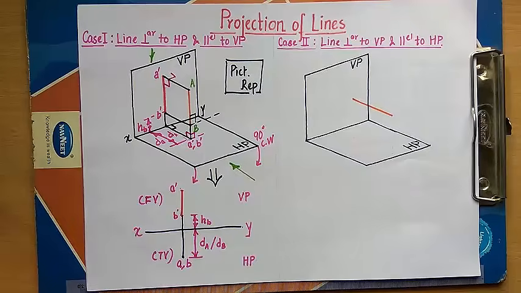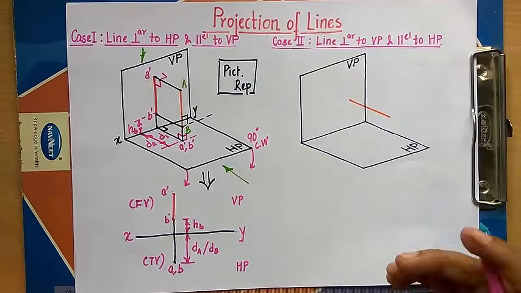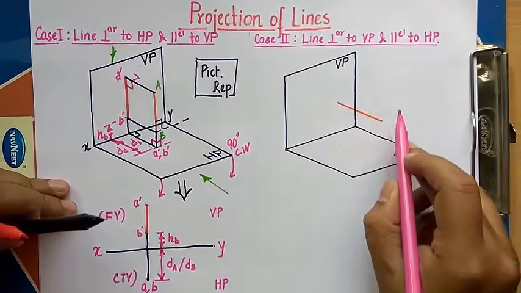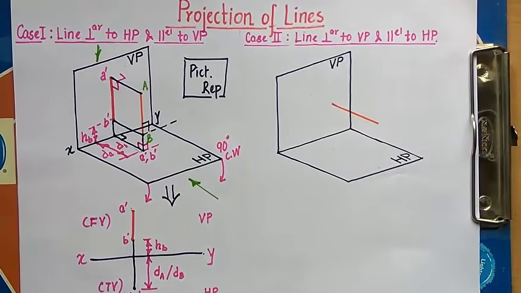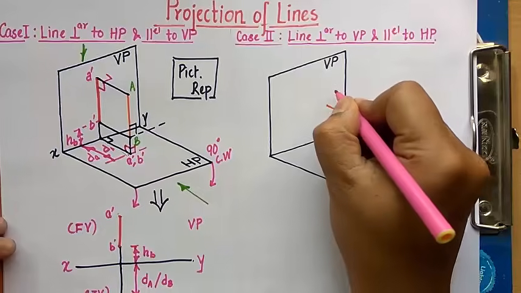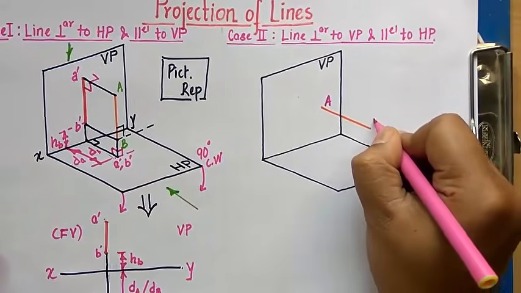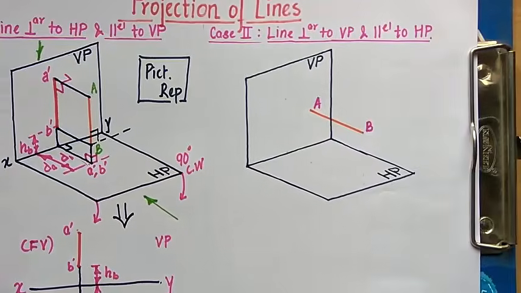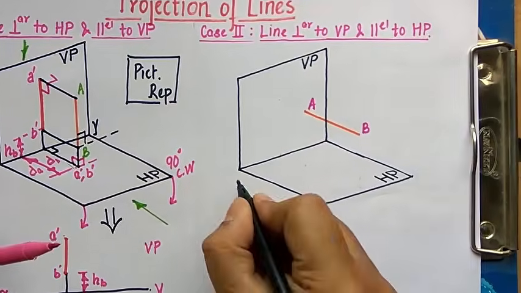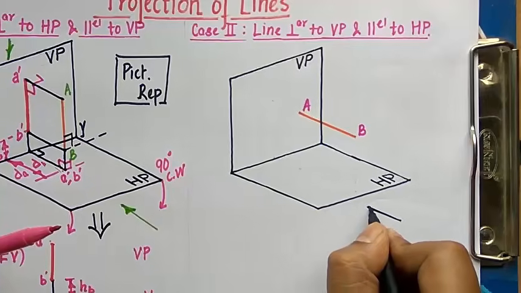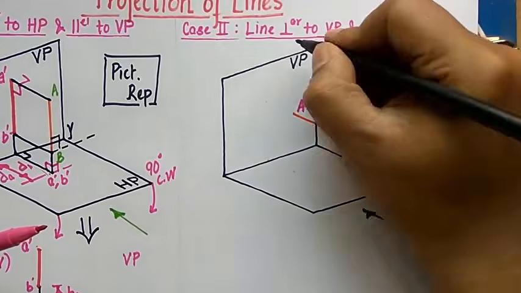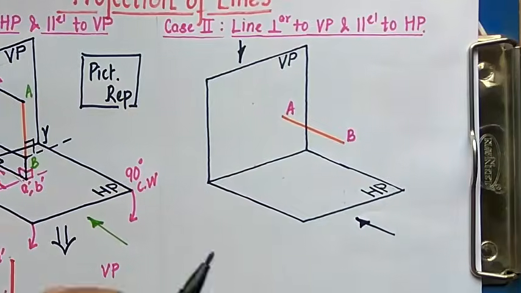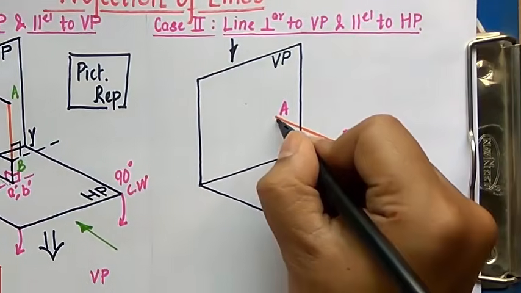Okay, fine. So let's move ahead with case number 2, and in this case we have a line which is perpendicular to the vertical plane and parallel to the horizontal plane. Now let us say that the name of this line is A, and this end over here represents point B. Now we are going to look at this line in two different ways. One is to look at this line right from the front, and at the same time we are going to look at this line right from the top. Okay, so when you look at this line right from the top, you will have this.